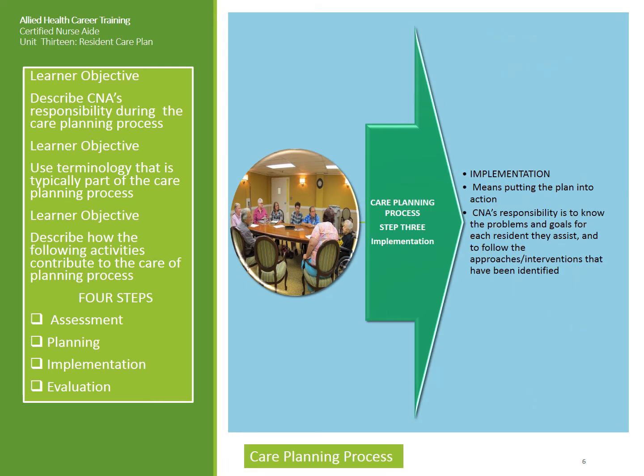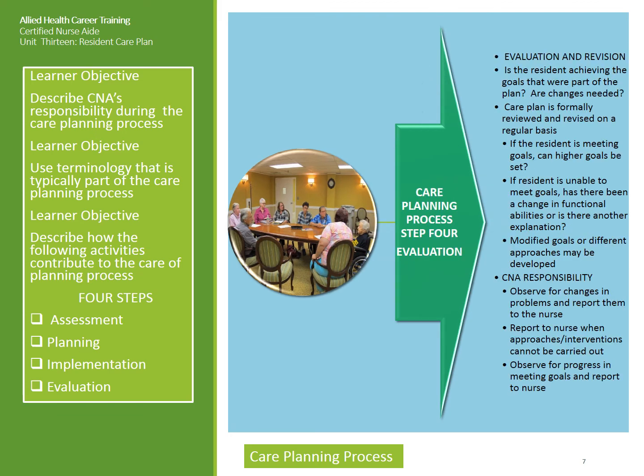Next would be the care plan process: implementation. It means putting the plan into action, the map of care into action. The CNA's responsibility is to know the problem and the goals of each resident they assist, and then how to follow the approaches or the interventions that have been identified to help them. Interventions could be assisting them to brush their teeth, oral care, or assisting them with a shower or a bath. How did they do that shower or bath? The problem we identified and the intervention we put in there to help them, did it help?